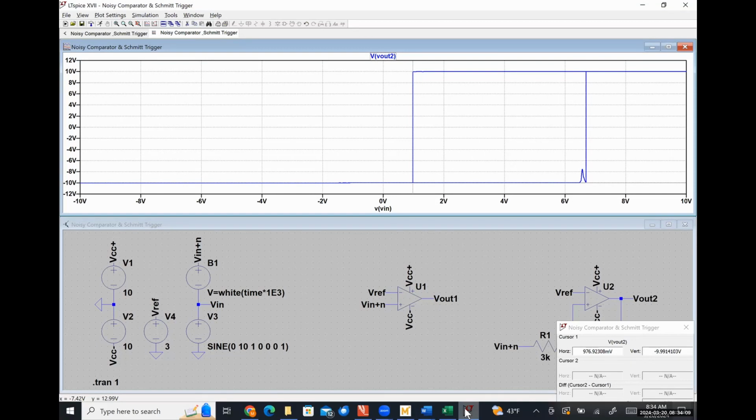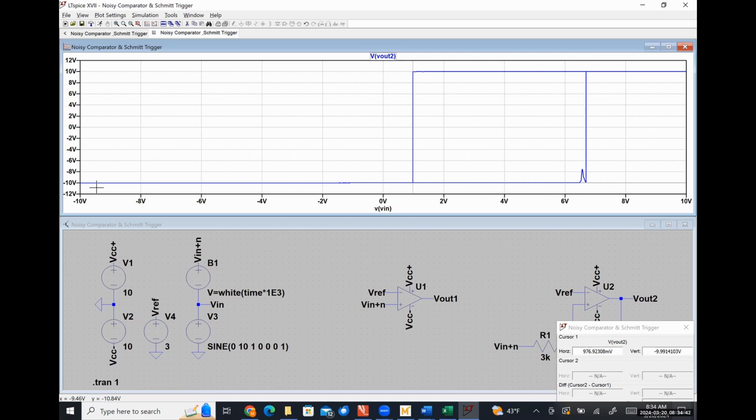Okay, so let's take a moment to learn how to read this graph because this is a pretty interesting thing and it'll help explain what's going on in the Schmitt trigger circuit. So effectively what we're doing is we're sweeping our input signal from negative 10 volts all the way up to positive 10 volts and then back down from positive 10 volts to negative 10 volts.